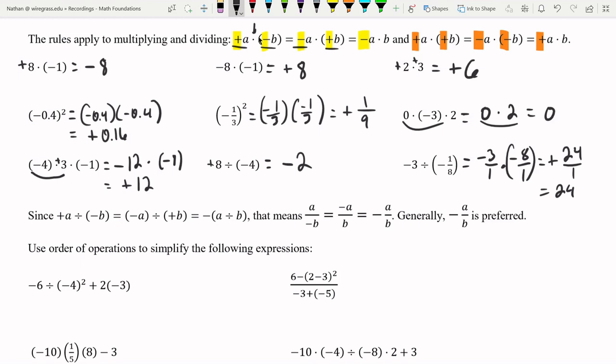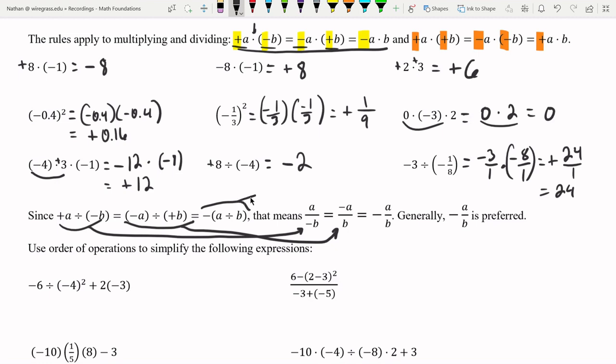Now, what's interesting about this case here, I can just change these to divisions, and the same rules apply. This rule here just comes from this first one here. The same thing, just change the multiplication to division. Well, this one, written as a fraction, is this. This one here, written as a fraction, is this. And this one here, written as a fraction, is this. What that means is that I can take a negative that's in the top or the bottom and move it around.